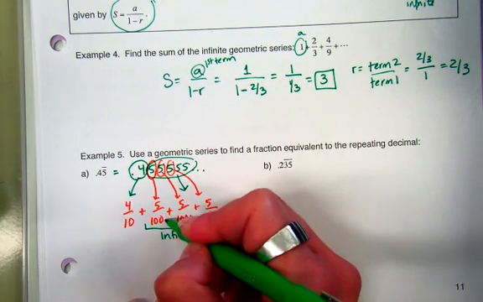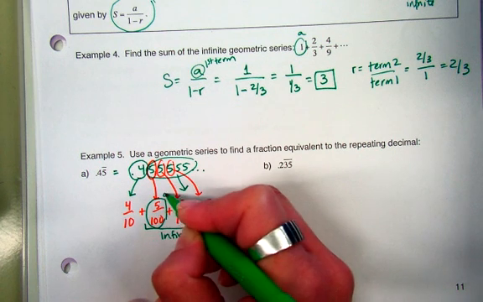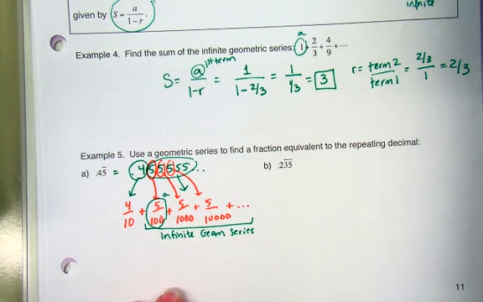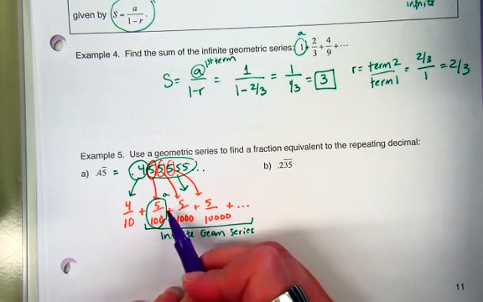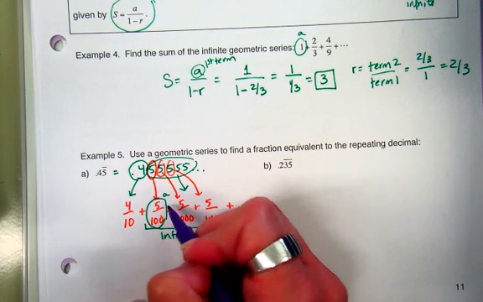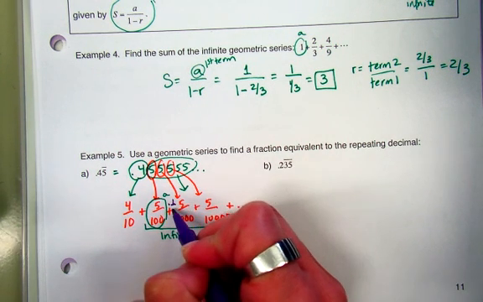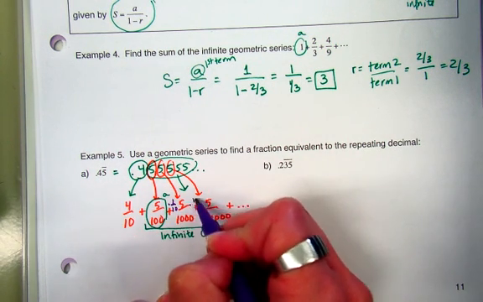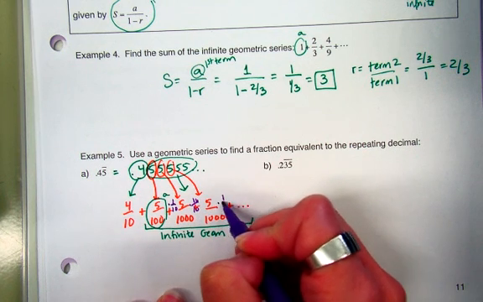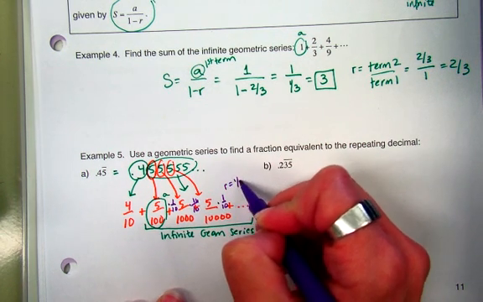A is equal to 5/100. R is just the common ratio. What am I multiplying by each time? It's pretty easy. Notice that I'm multiplying this by 1/10, and it gives me the next one. So R is just 1/10.